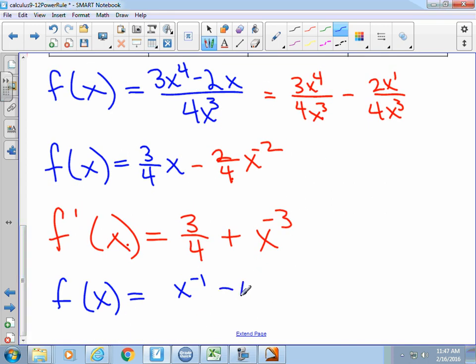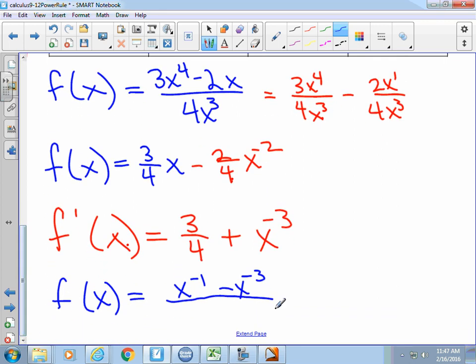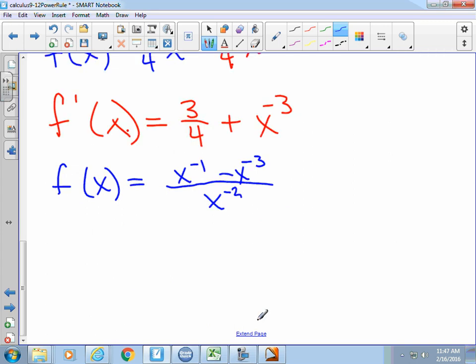But the negative one went with everything. So no, this is a new f of x. Goes over x to the negative 2. Hey, if y'all would be quieter, you would learn a lot more instead of whining and complaining.